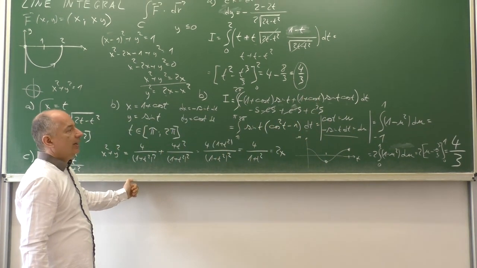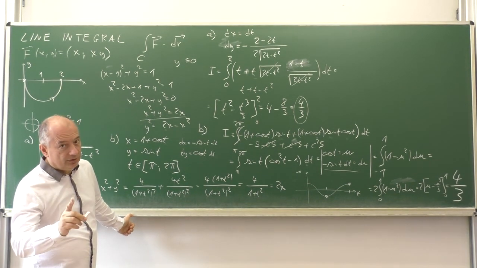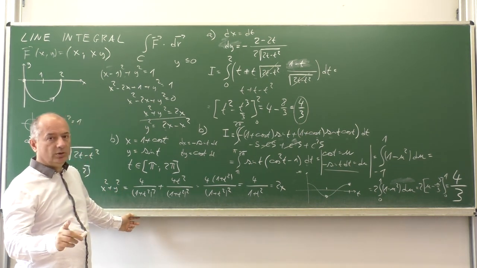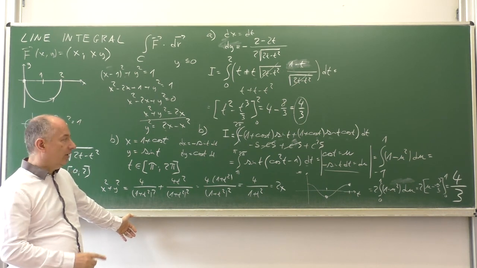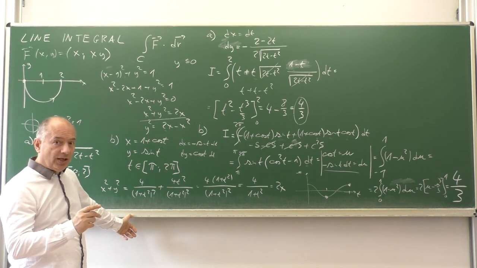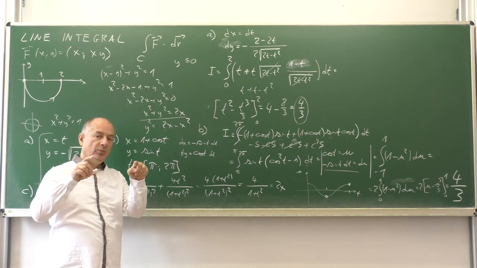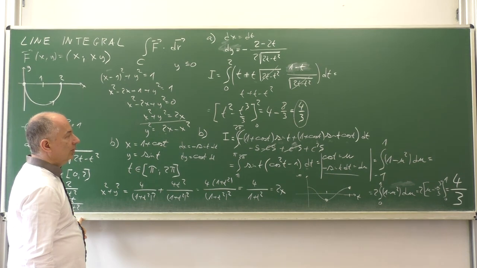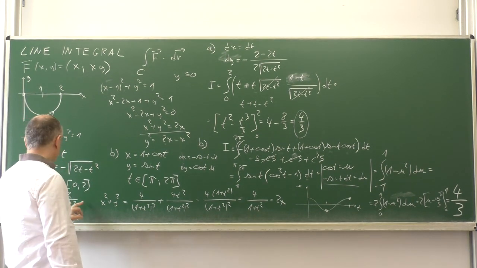This illustrates that when changing the parametrization, even for a non-conservative vector field, it is not important whether the vector field has potential or not. So for any vector field, for any line integral, if you change the parametrization, keeping the same curve, keeping the same path, absolutely the same, not just the initial point and end point, it will not change the result. Well, and what about the third parametrization?